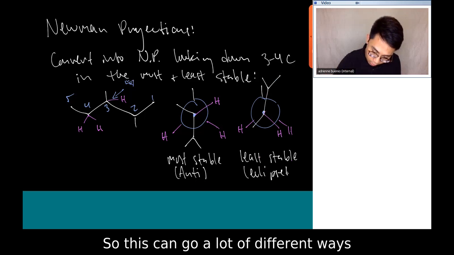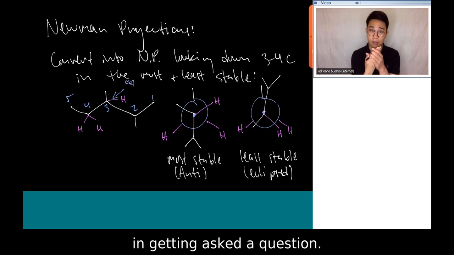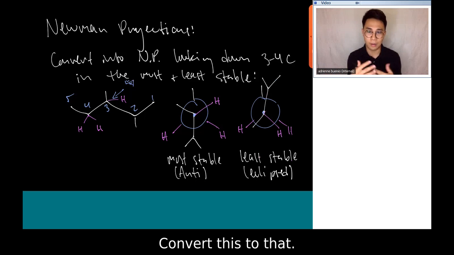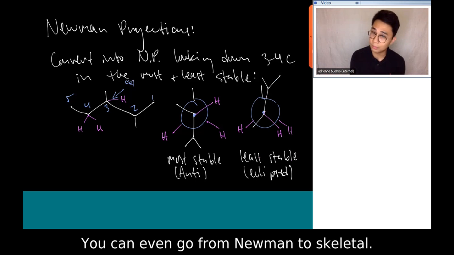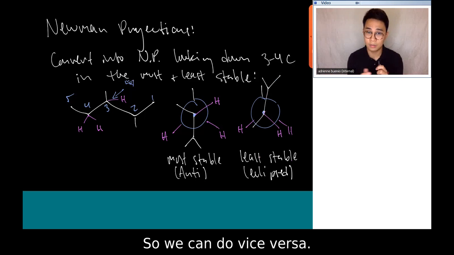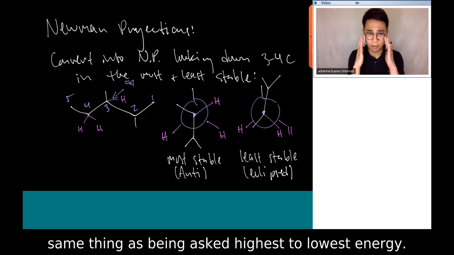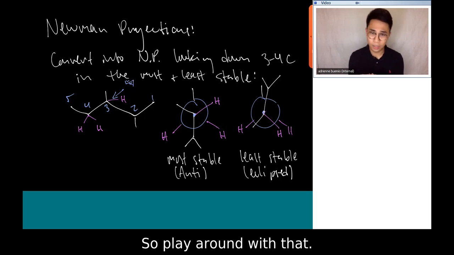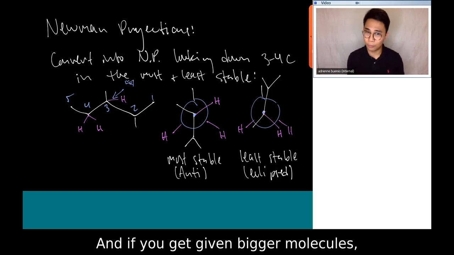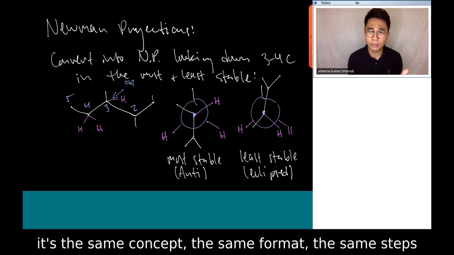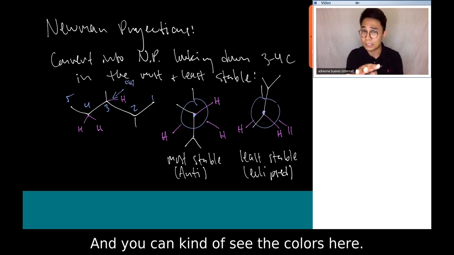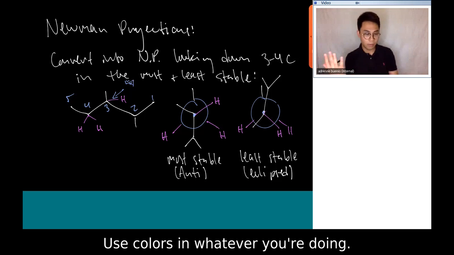So this can go a lot of different ways when getting asked a question. Draw this, convert this to that. You can even go from human to skeletal, right? So you can do vice versa. You could get asked most stable, least stable, same thing as getting asked highest to lowest energy, right? So play around with that. It's pretty fun once you get used to it. And if you get given bigger molecules, it's the same concept, the same format, the same steps that we took. And you can kind of see the colors here. Use colors in whatever you're doing.